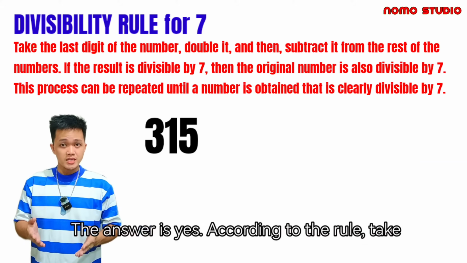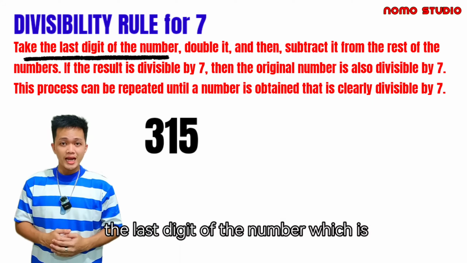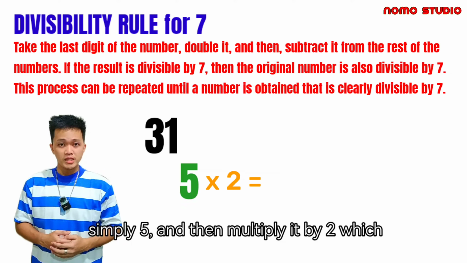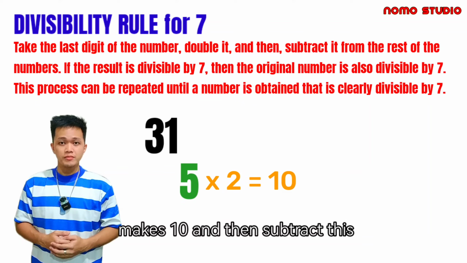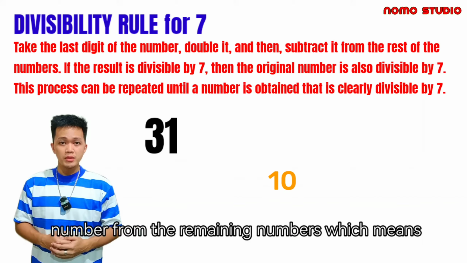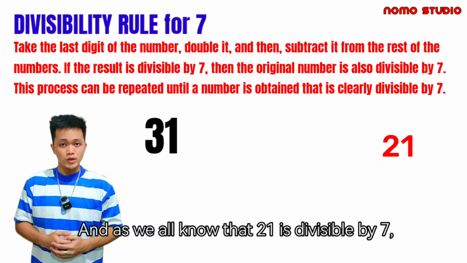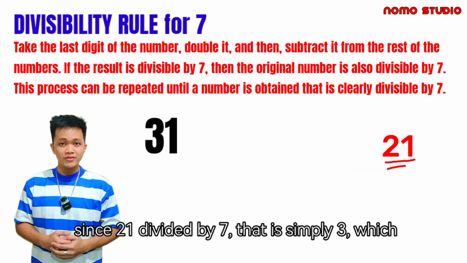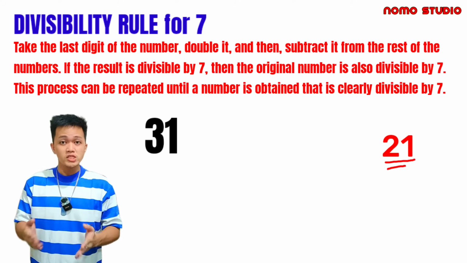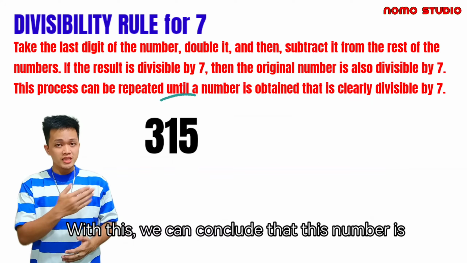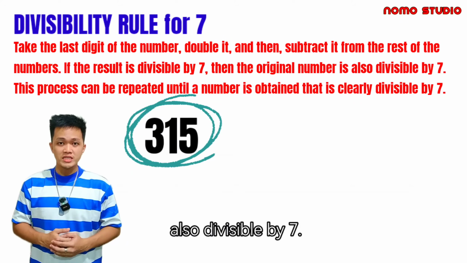The answer is yes. According to the rule, take the last digit of the number, which is 5, and multiply it by 2, which makes 10. And then subtract this number from the remaining numbers, which means 31 minus 10, which gives us 21. And as we all know, 21 is divisible by 7, since 21 divided by 7 is simply 3, which has a remainder of 0. With this, we can conclude that this number is also divisible by 7.